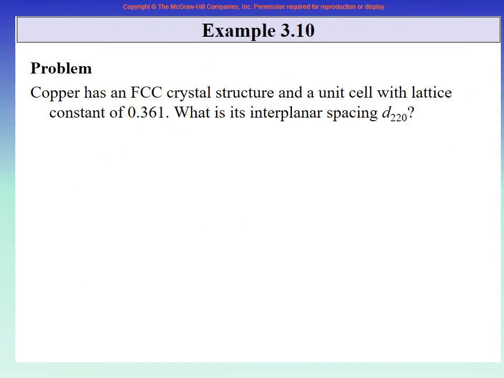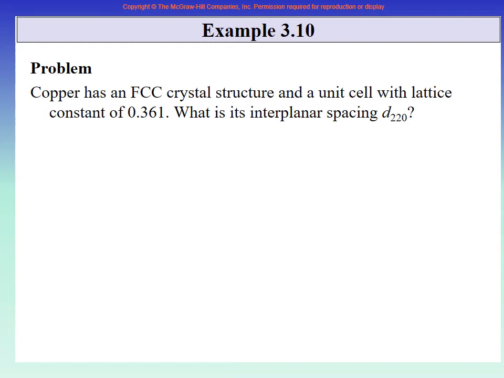So this is it. A very, very simple problem. There is nothing to it. You can even do it by hand and so on. Copper has an FCC crystal structure. They are telling you that copper has FCC crystal structure and a unit cell with lattice constant of 0.361. So lattice constant is what? A small a for the cube. What is its interplanar spacing? D220. You can do it yourself and there is nothing to it.